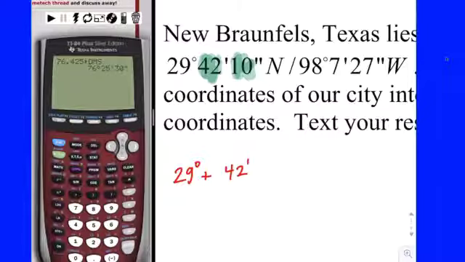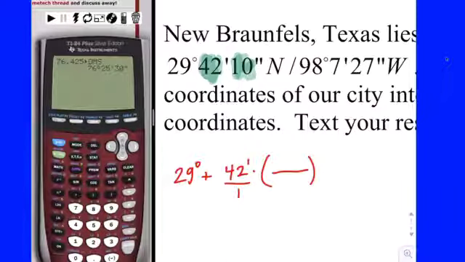Now, I need to take those 42 minutes and convert that part back to degrees. So I'm going to multiply by a scale factor or a unit conversion factor that's equivalent to 1. All right? So I need to convert it back to degrees. So the degrees needs to be in the numerator, and I want the minutes to divide out. So since the 42 minutes is in the top, I would need my minutes to be in the denominator on the other factor to divide out.